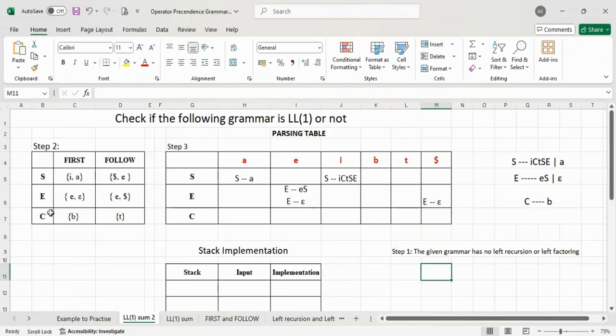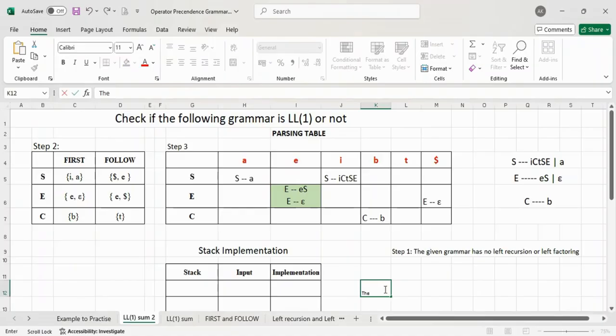Okay, and for C, first is what? B. So in the row of C and in the column of B, I will write C giving B. Now if you observe, there is this only cell, I'll just highlight it with some color. This is the only cell which has two productions. This is not allowed in LL1. Whenever a cell has two productions, then you say that the grammar is not LL1. Thus, I just conclude my answer.